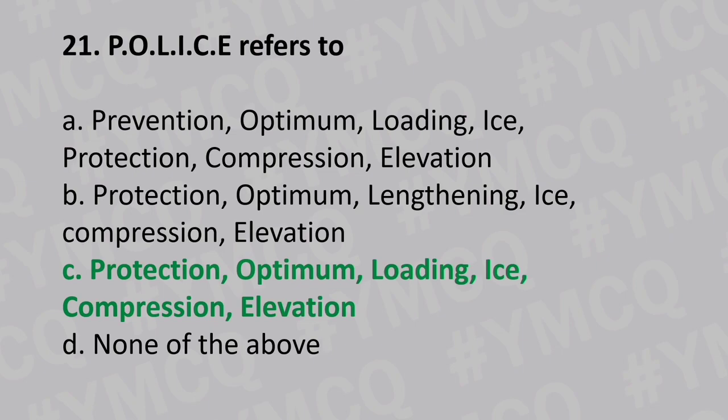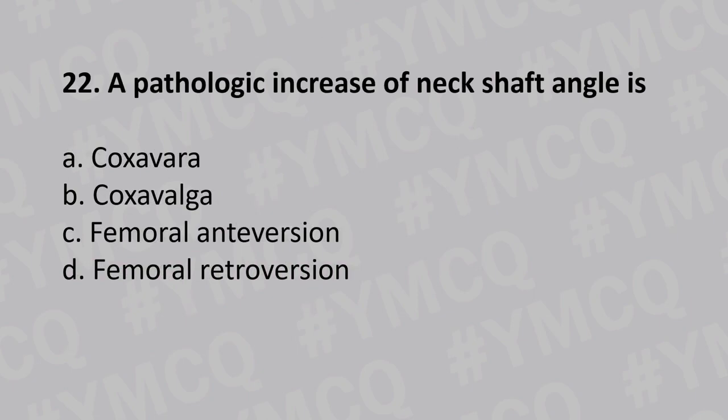Moving to our 22nd question. A pathologic increase of the neck shaft angle is option A, coxa vara, option B, coxa valga, option C, femoral anteversion, option D, femoral retroversion. And the answer is option B, coxa valga.